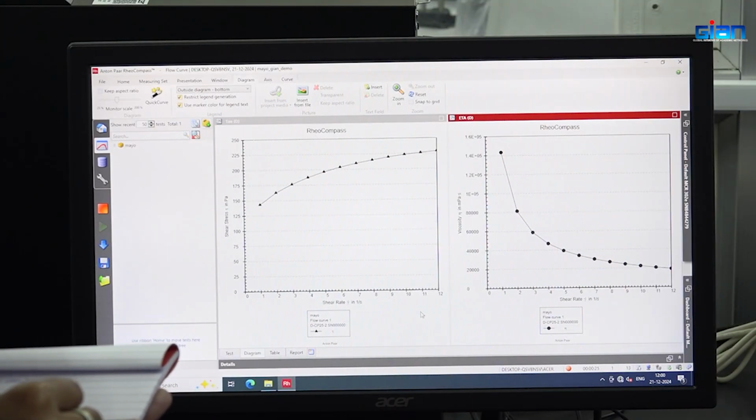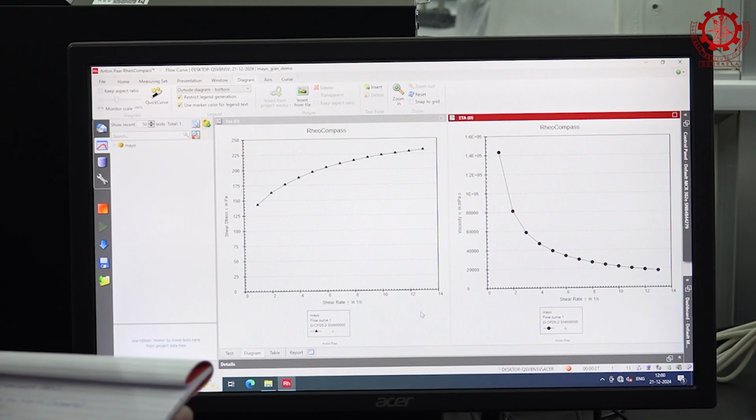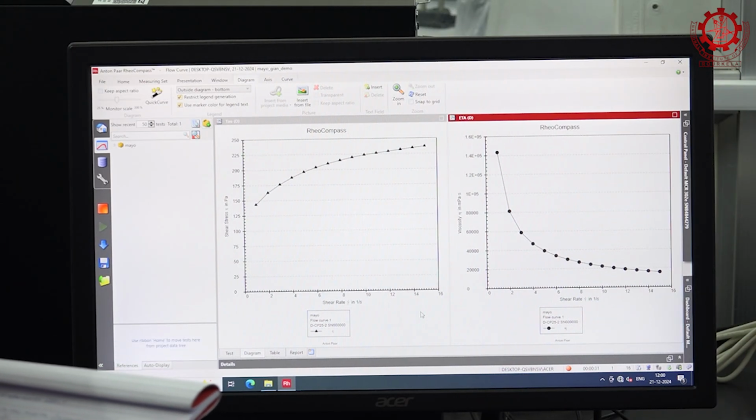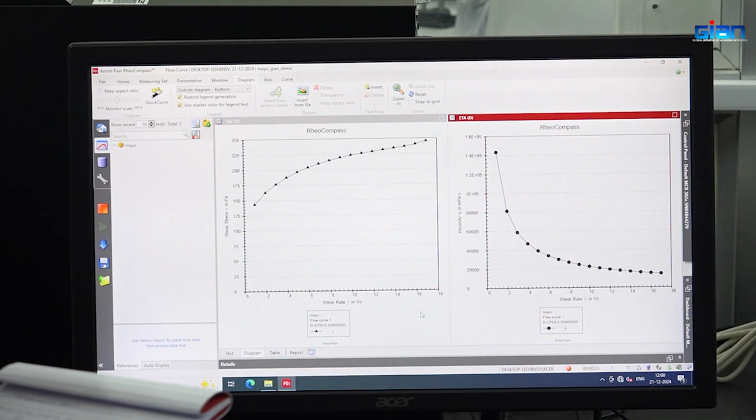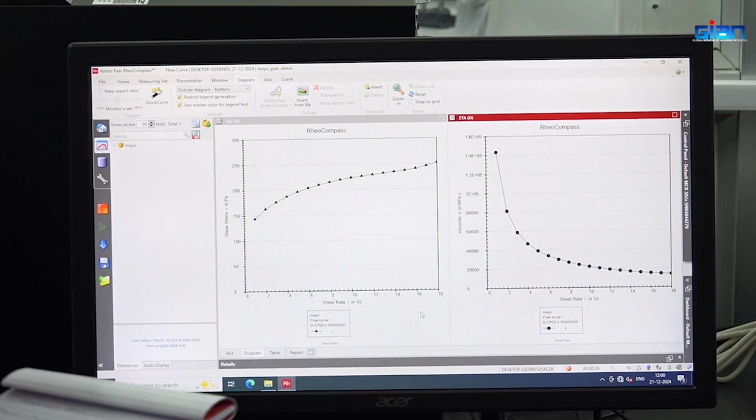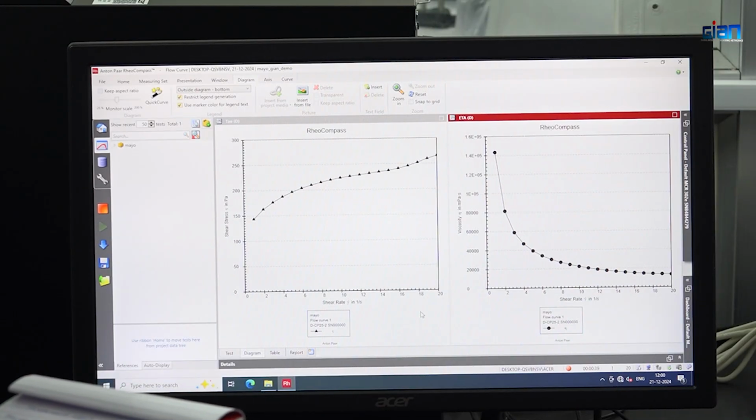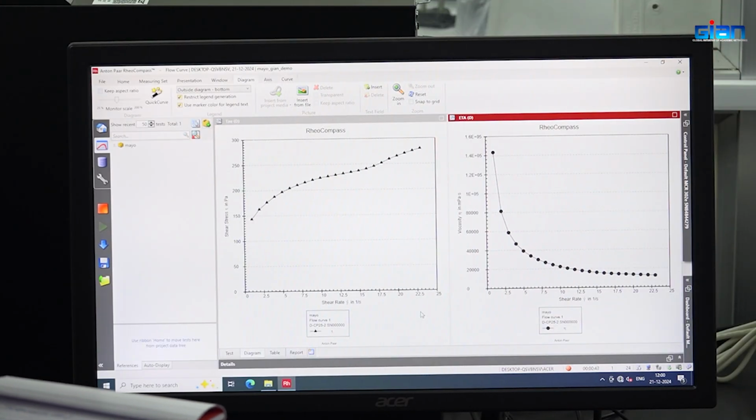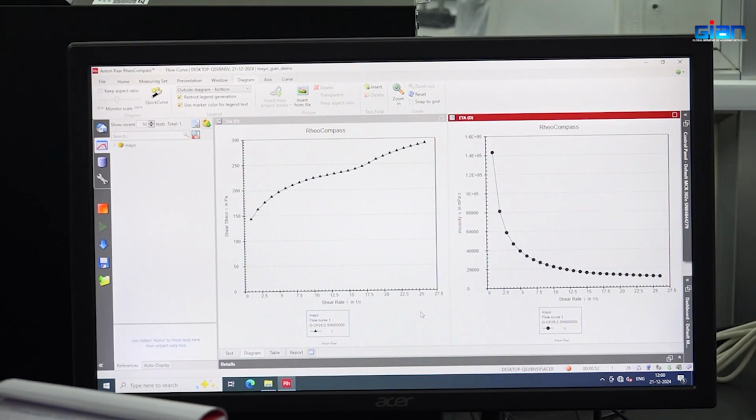I'll show you the diagrams. We'll not be running amplitude and frequency sweep, but I'll show you how the graphs are obtained. So in amplitude sweep, you'll get an LVR region, which is a linear viscoelastic region, in which the G prime and the G double prime, that means the storage modulus and the loss modulus, will remain the same. When we are giving a force and then removing the force, the structure of the material will remain intact.